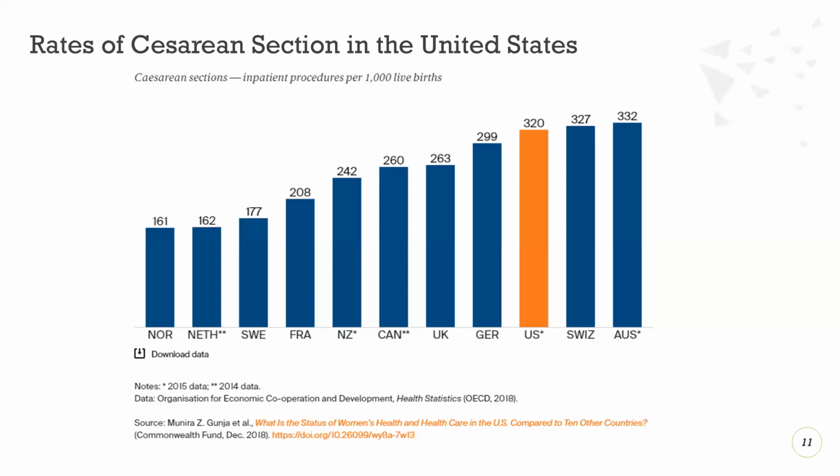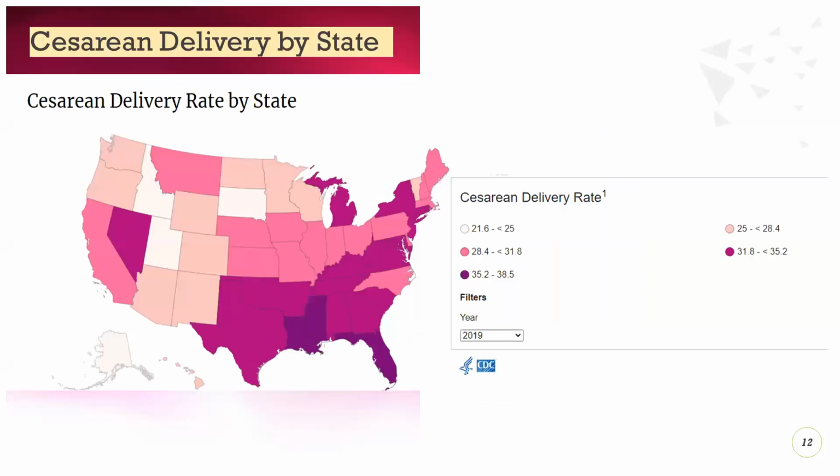And now let's look at cesarean sections. Looking at the world, the United States has one of the highest rates of cesarean section. So looking at the cesarean section rates, you can see the United States is one of the highest countries. Depending on where you live in the United States will increase your risk of having a cesarean section. And we're talking about cesarean sections, first-time moms, as well as repeat cesarean sections.